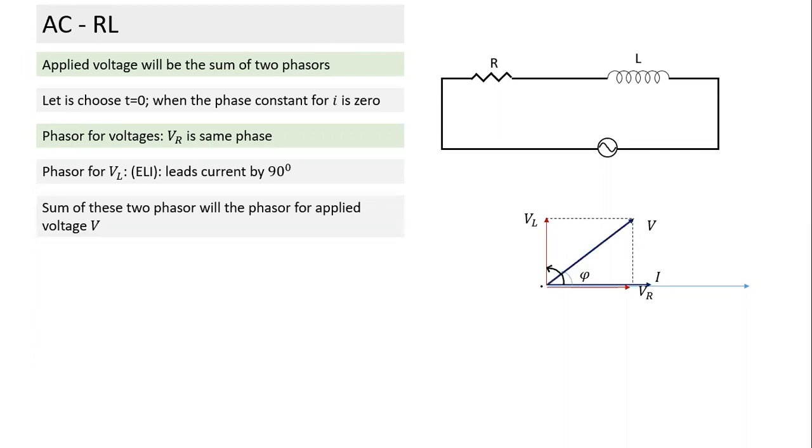So if I take the vector sum of these two phasors, I get this blue line. What does the blue line represent? The blue line represents the applied voltage. So this contains the phasors of applied voltage, the current flowing in the circuit, VL and VR. And what does this angle phi indicate here? It is the phase difference between the applied voltage and the current in the circuit.